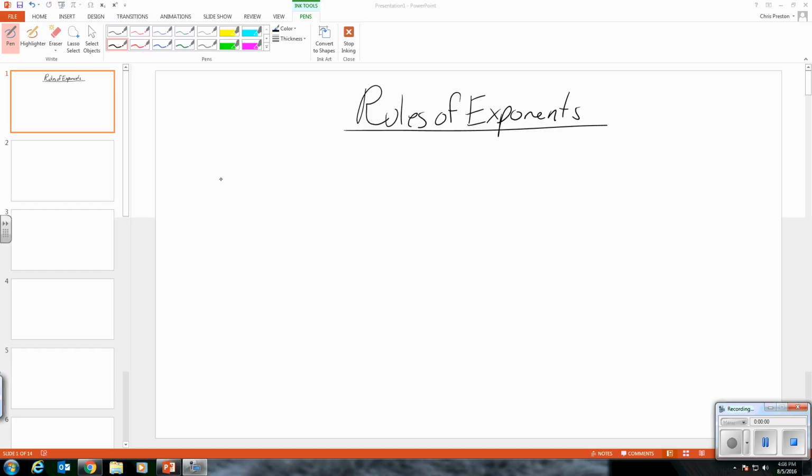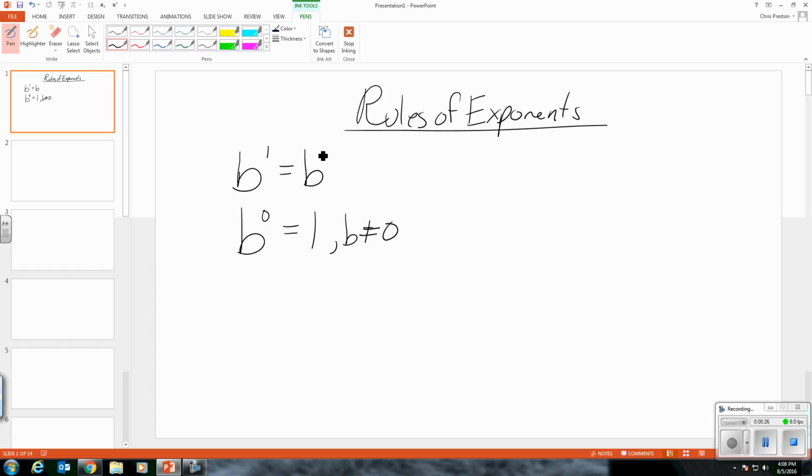We're going to look at rules of exponents, and we're going to look at scientific notation. So let's go over some basic rules of exponents. First rule is if you have a base to the first power, that is equal to whatever the base is. If you have a base to the 0 power, that's going to be equal to 1, as long as that base is not 0 itself.